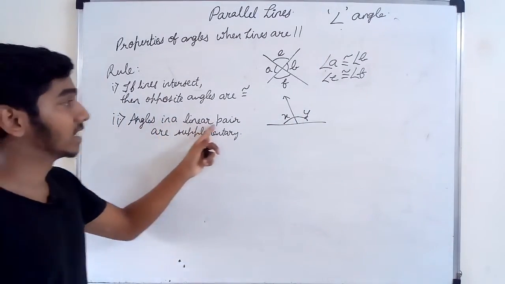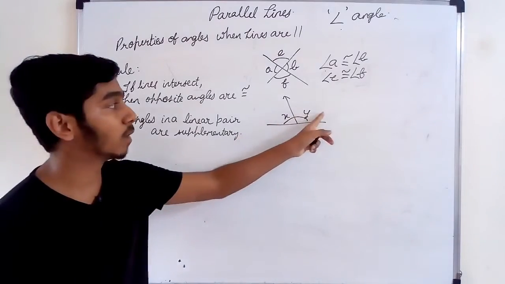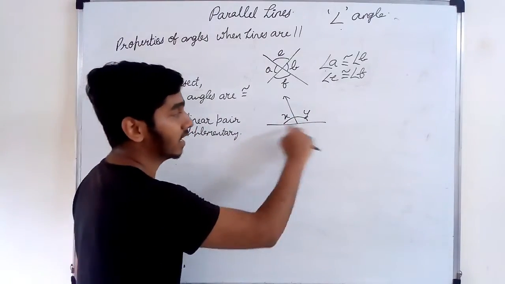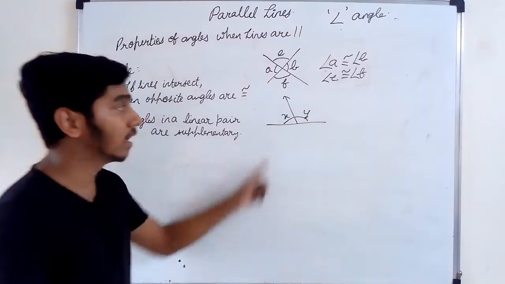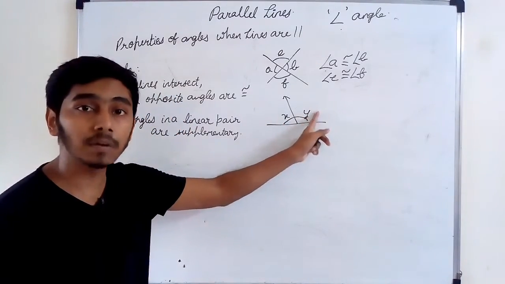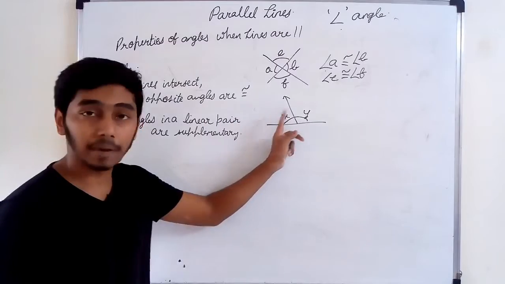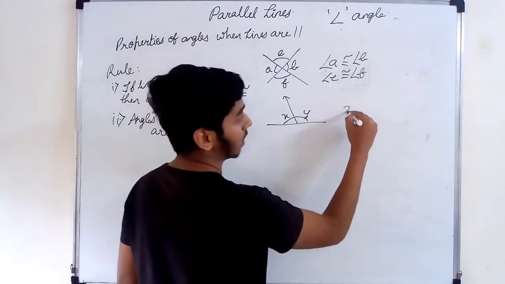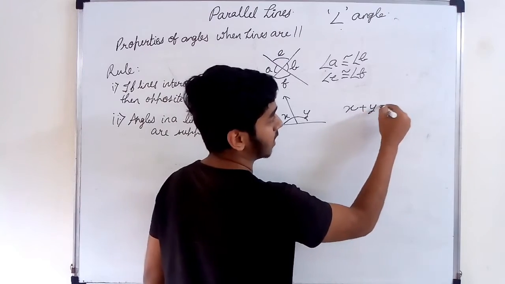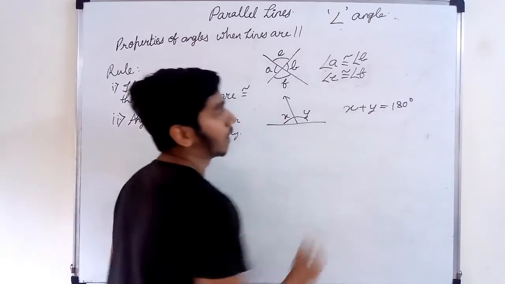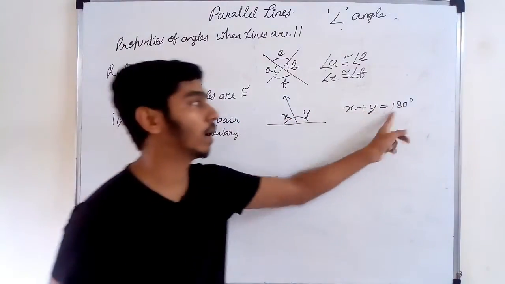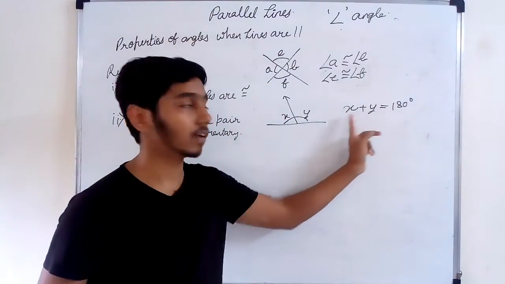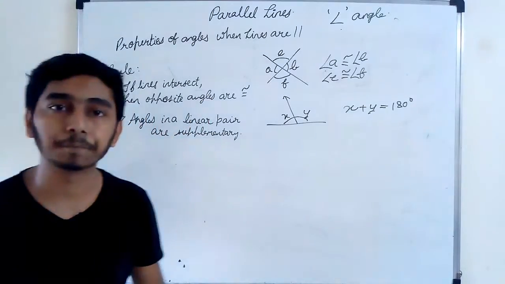Therefore, what is angles in linear pair? X and y, they are angles in a linear pair. So linear means straight, okay? In a straight line, there are two angles which are formed. So angles in a linear pair are supplementary. So we can say x plus y equal to 180 degree, because supplementary means 180. So angles in a linear pair is supplementary, means x plus y is 180 degree.